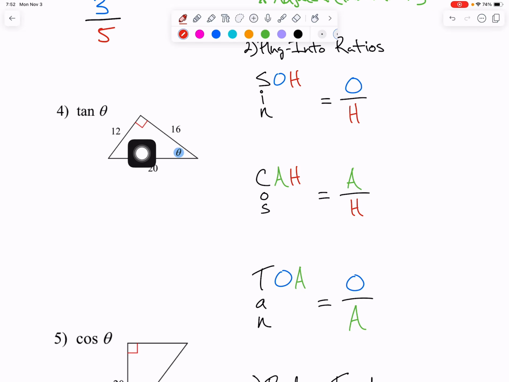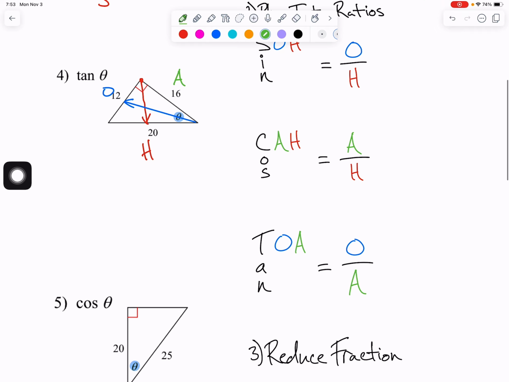Well, the first thing we need to do is label our sides. I'm going to look for my 90-degree angle with that square. And directly across, I'm just going to go ahead and label that my H. I will search for my theta, our little Baltimore Oriole. Label that my O, and our other side, we'll label our A for adjacent. Beautiful.